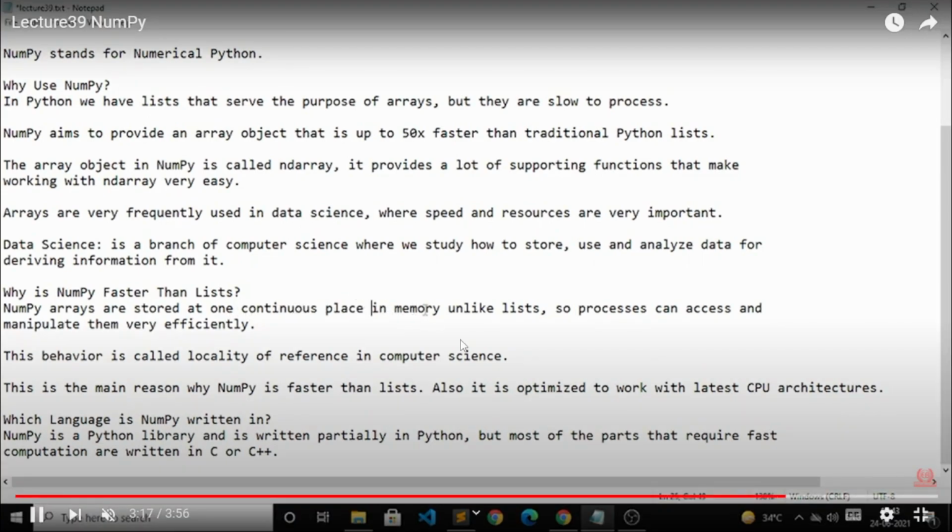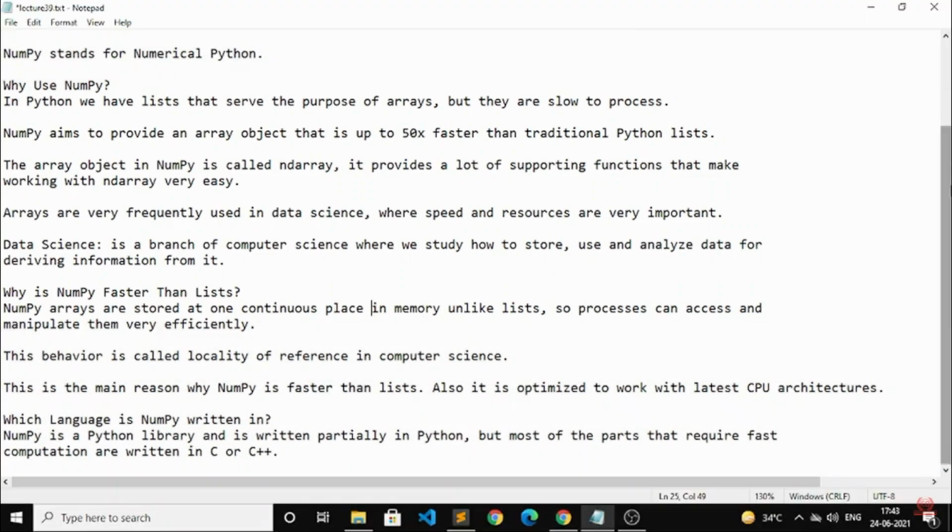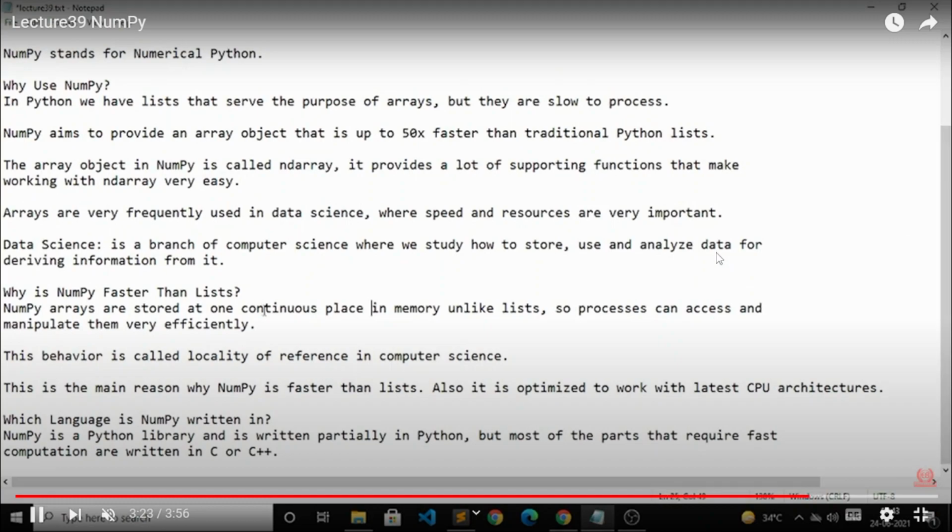So these are the few kinds of introduction that are available in NumPy. You can just pause this video and read it again, so it will be easy for you. These are the details that are available.